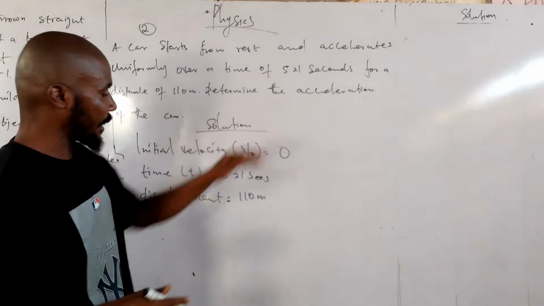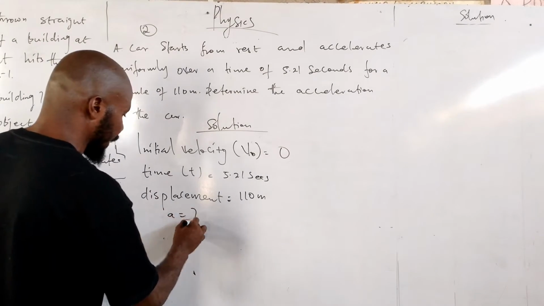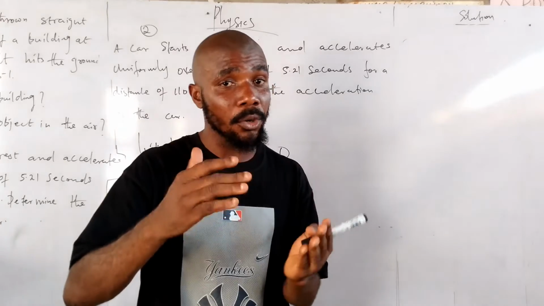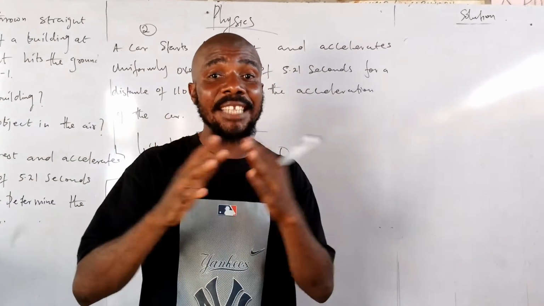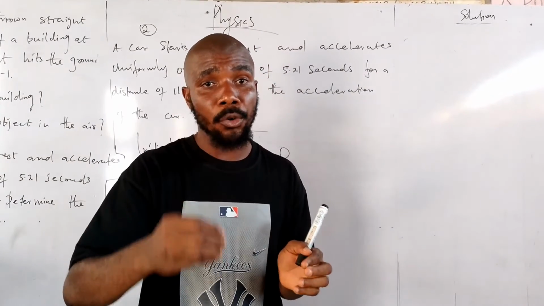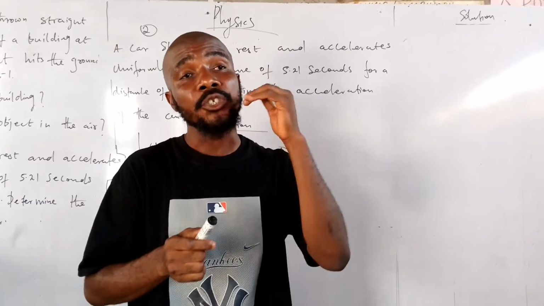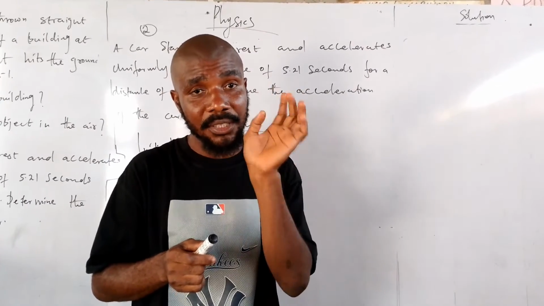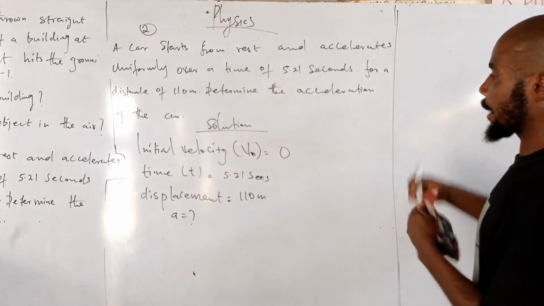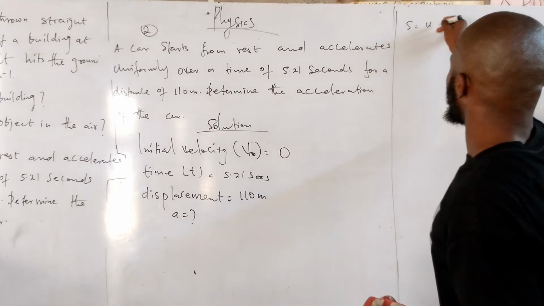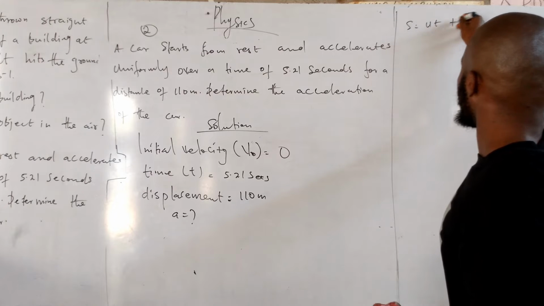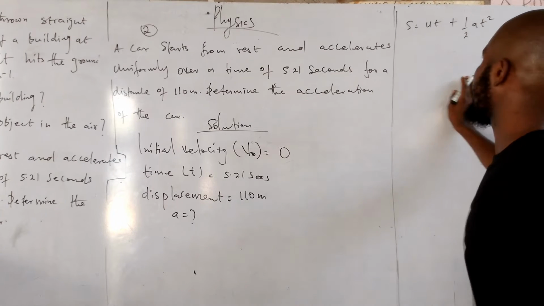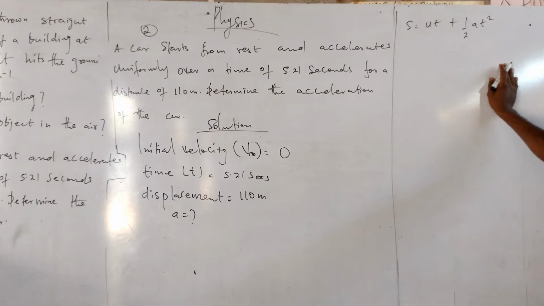Okay, to determine the acceleration. So we're looking for acceleration, we don't know the acceleration here. And what acceleration are we looking for? Do you remember? Uniform acceleration, not any type of acceleration. In fact, uniform acceleration simply means constant acceleration. Is x, displacement, equal to initial speed times time plus half acceleration times time squared? This formula is suitable for solving this problem.